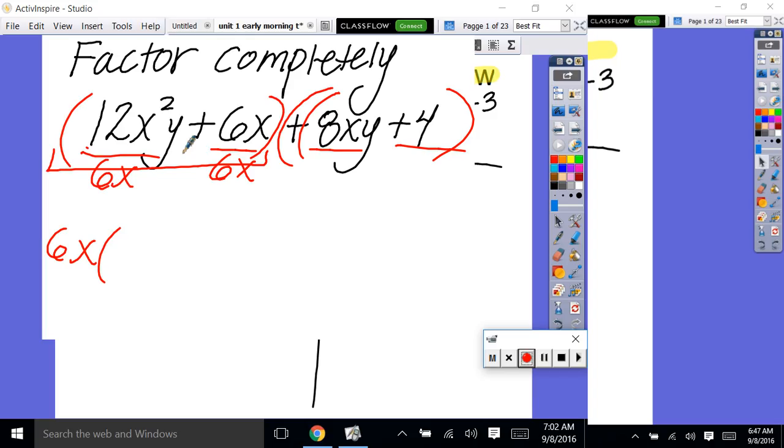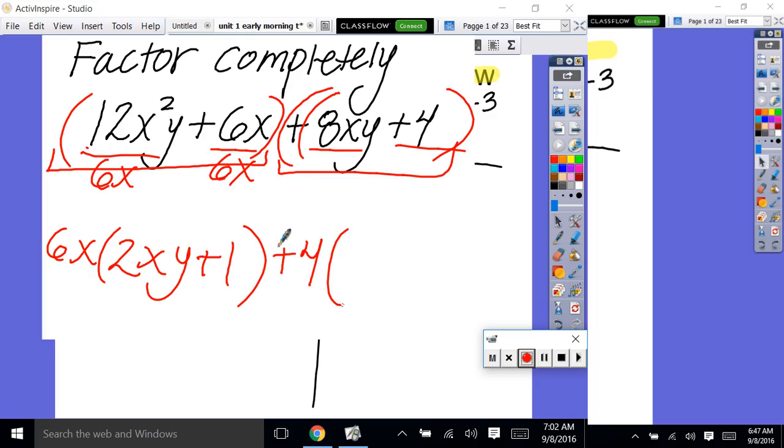So careful here, 12 divided by 6 is 2, x squared over x is x, y. Now right here, don't say that goes away, please. It becomes a 1, correct? Then right here, what's the greatest thing in common? So we'll pull out positive 4. So write it like this, positive 4, divide by 4, divide by 4, so that's a 2xy plus 1. If you've done it correctly, your parentheses will be the same.